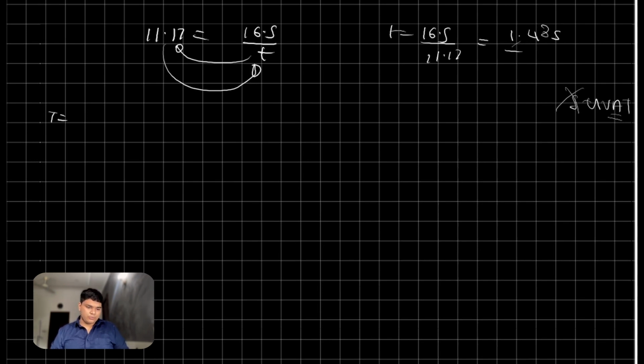Time t is equal to 2.5 seconds. We know the final velocity v is equal to 0. We know u is equal to 11.17. Do we know the distance s? We don't know. We need to find the acceleration. So which equation would we use?